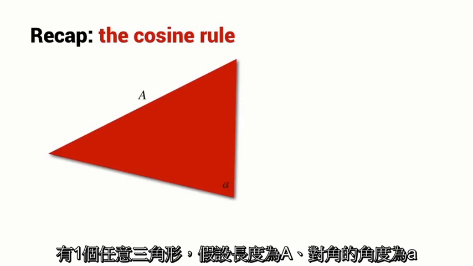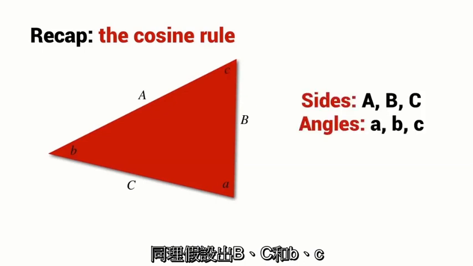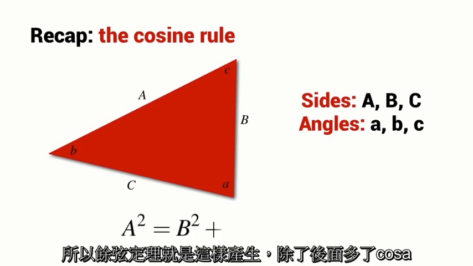We're going to label the length of this edge as A, and the angle opposite that edge we're going to label as little a. We do the same for this edge and this angle, and this edge and this angle. So altogether, the sides are labelled capitals A, B, and C, and the angles are labelled little a, little b, and little c. So the cosine rule is simply this relationship here. It's a bit like Pythagoras' theorem, except for this extra term on the end with the cos A in it.